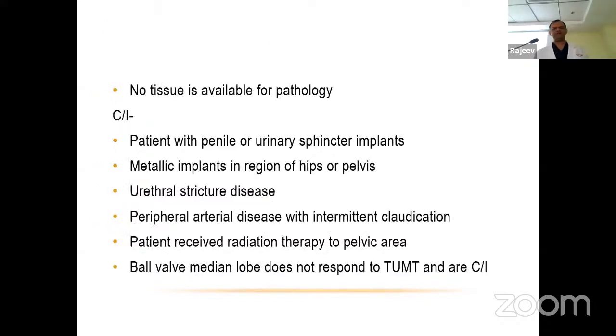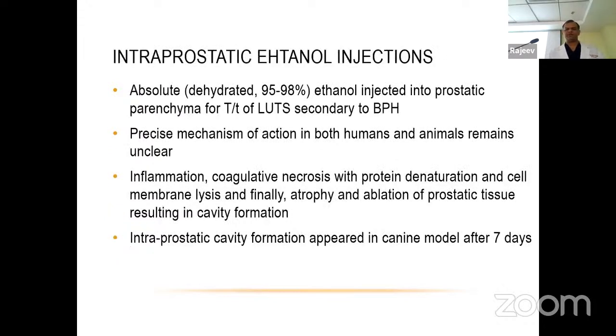One other side effect of TUMT is here also: there is no tissue available for pathology. It is contraindicated in case of implants or urethral stricture disease, or a patient with peripheral artery disease with intermittent claudication, and a patient who has received radiation therapy in the pelvic area. Intraprostatic ethanol injection is also a minimally invasive technique in which absolute dehydrated ethanol is injected into the prostatic parenchyma for the treatment of LUTS secondary to BPH.